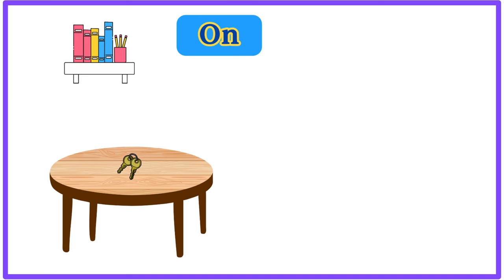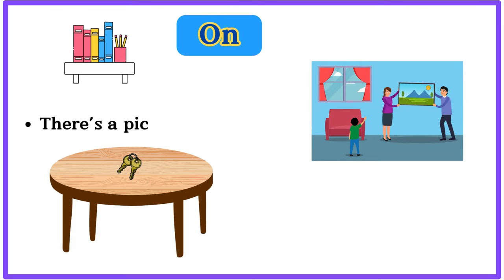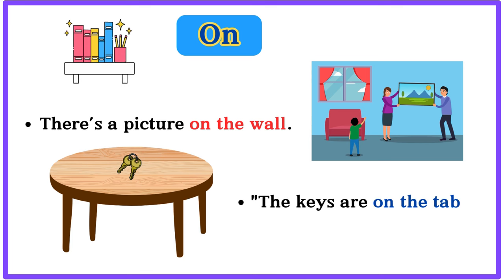On. Example, there's a picture on the wall. The keys are on the table.